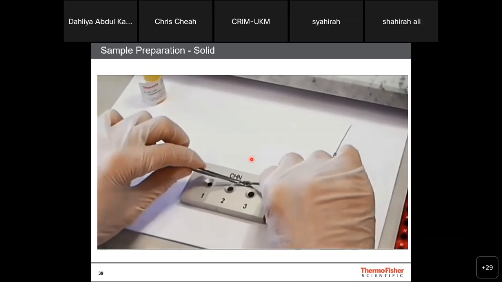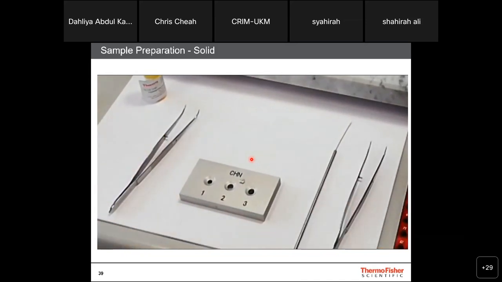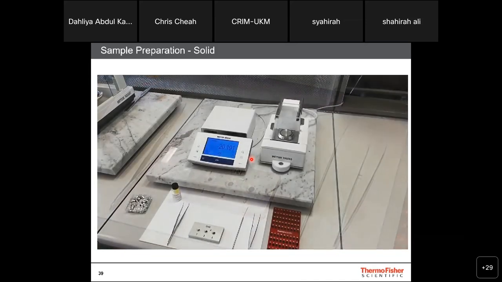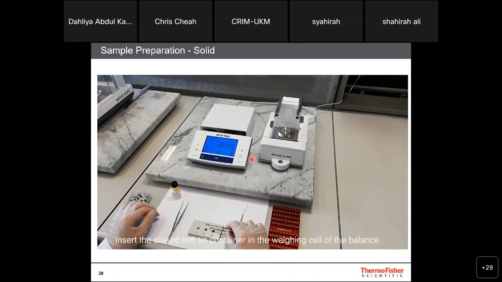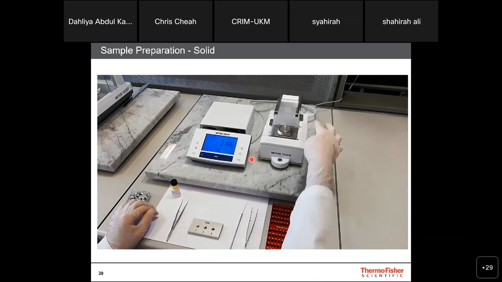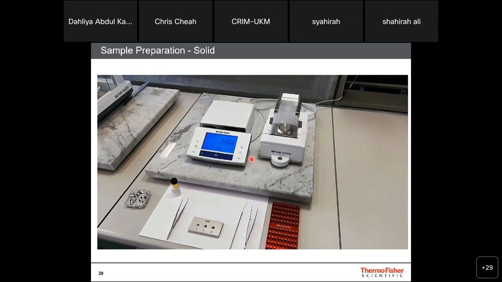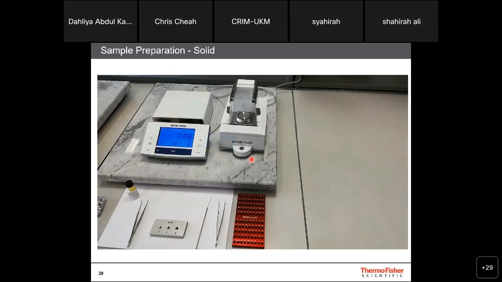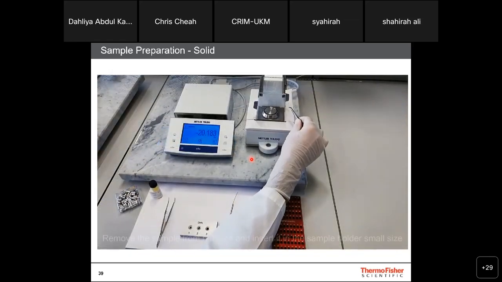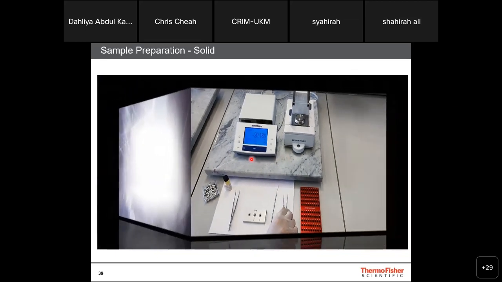Okay, so this is how we prep the sample. This is the capsule, and next we need to record the sample weight. So it's approximately 2.5. The 3 decimal points of the milligram are important. So we need to input 2.496 into the software sequence.